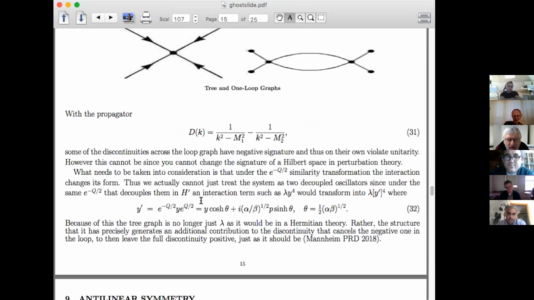And it turns out, and this was a result I published about a year ago, that while there's a discontinuity in the loop graph, there's also a discontinuity in the tree graph, which you never get in a Hermitian theory. However, the two of them add up so that the net discontinuity has a positive coefficient. So the theory is unitary.